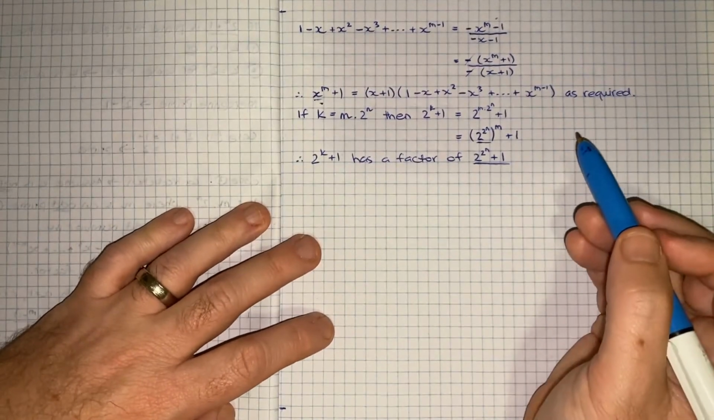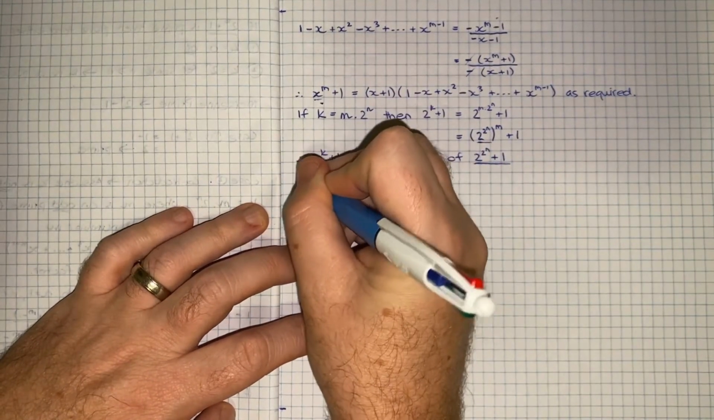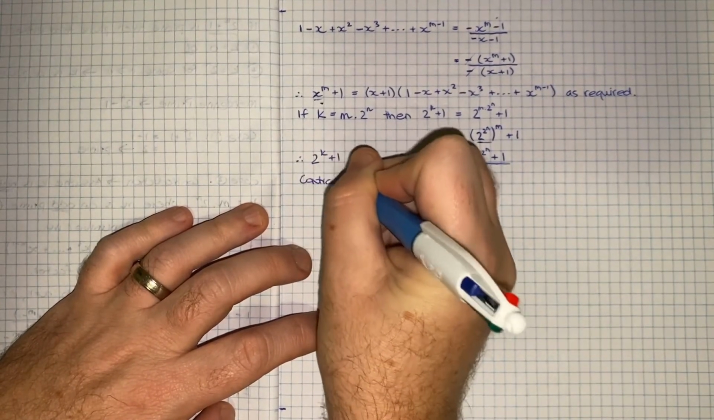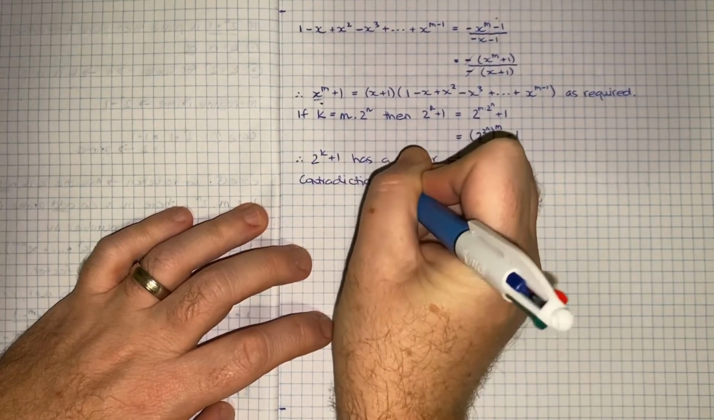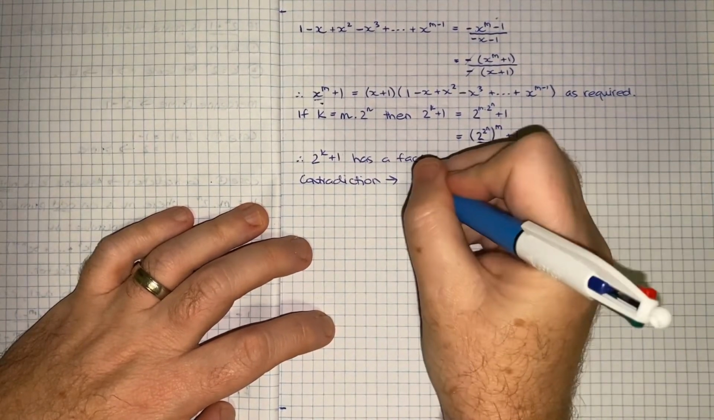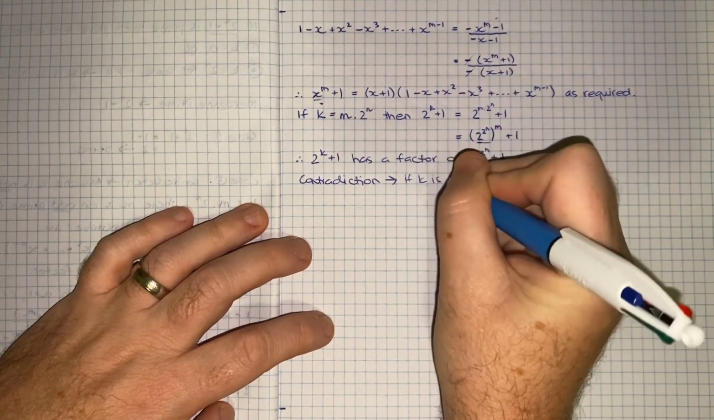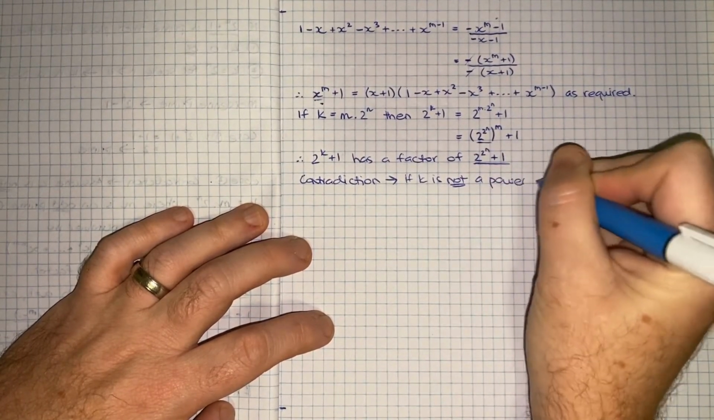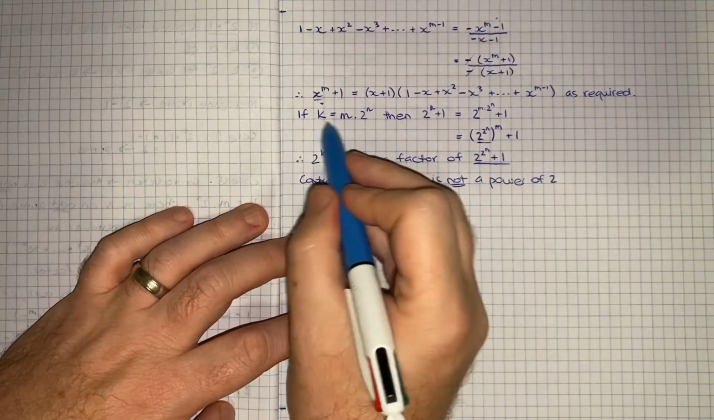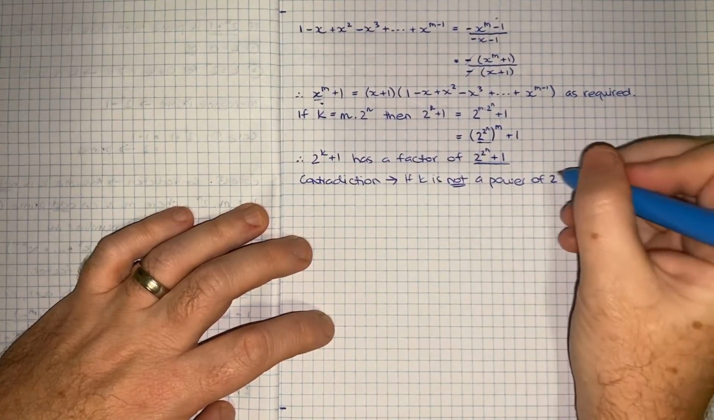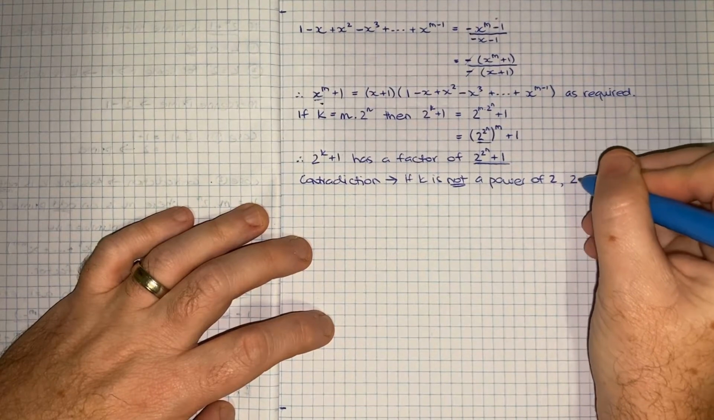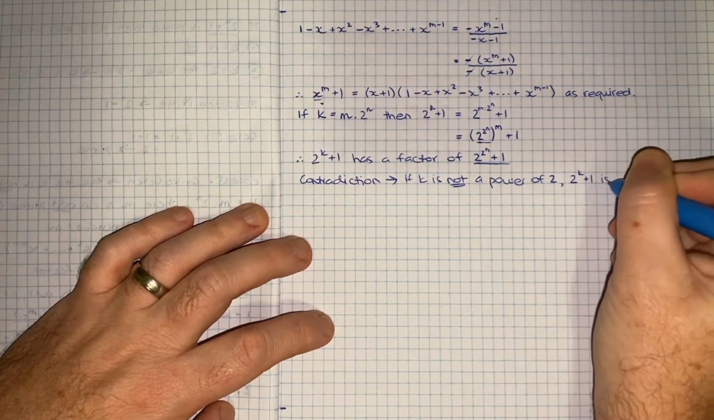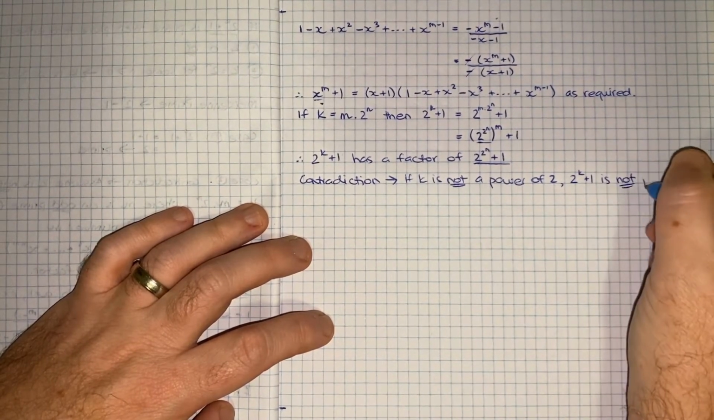So we've now got our contradiction, because we've got a factor, which means that if k is not a power of 2, in other words, k is defined in this way, then what we know is that 2 to the k plus 1 is not prime.